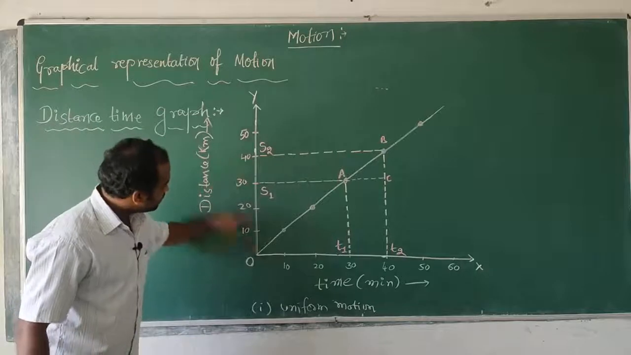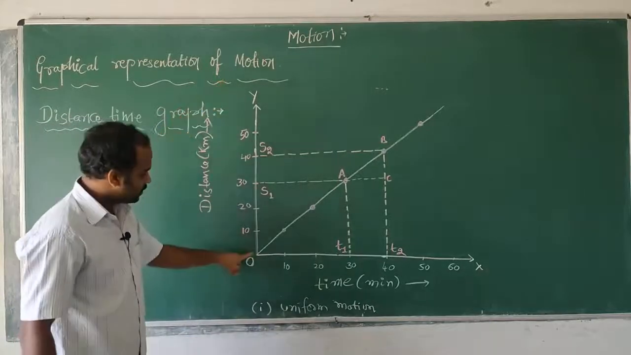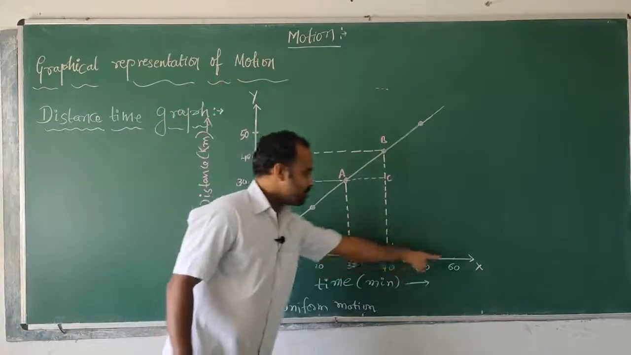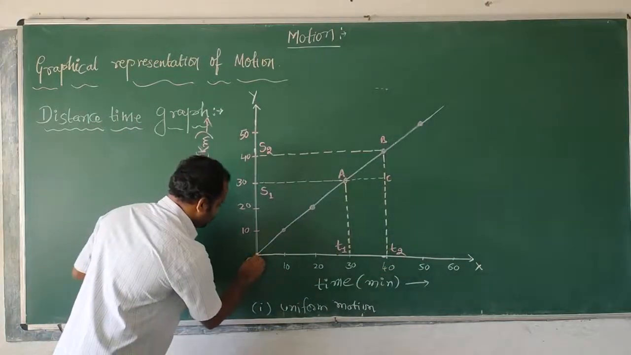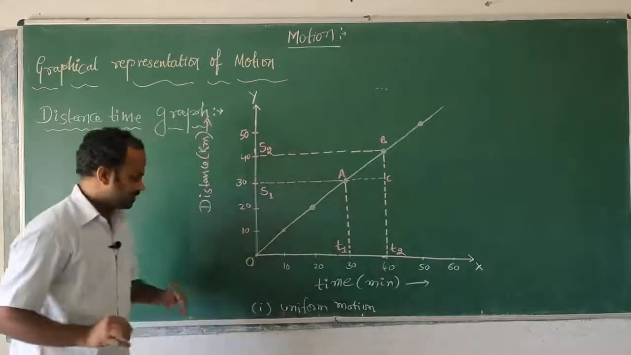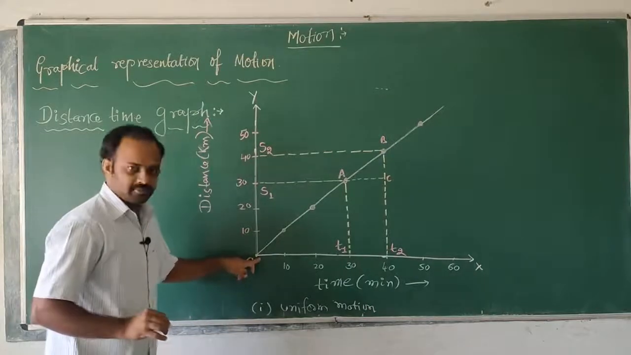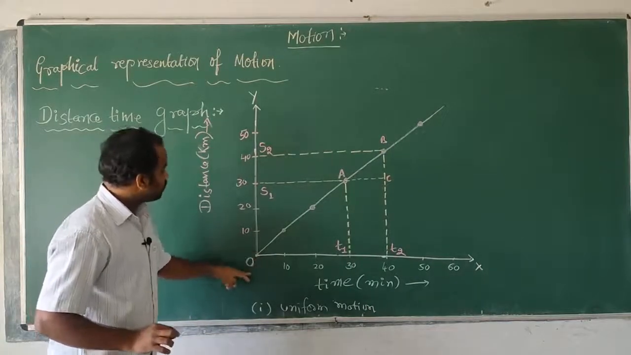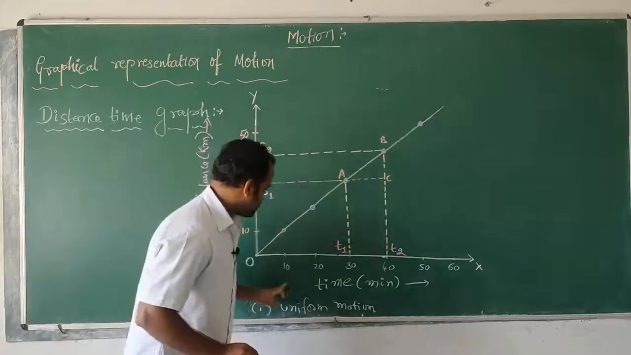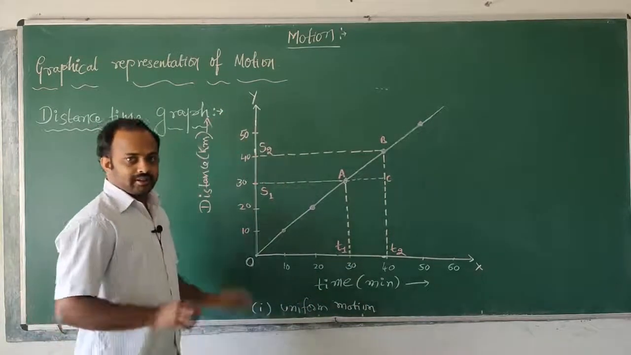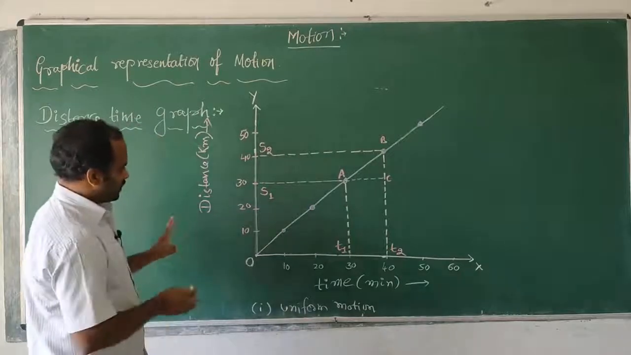From here we measure the distance along the y axis, and from here we measure the time along the x axis. This is also called the reference point. Now here O is the reference point. From O to Y we measure the distance, and from O to X we measure time.